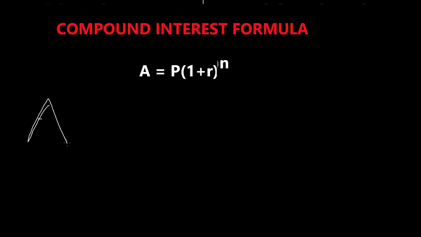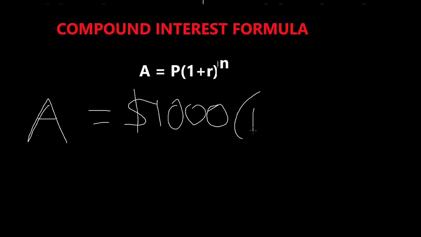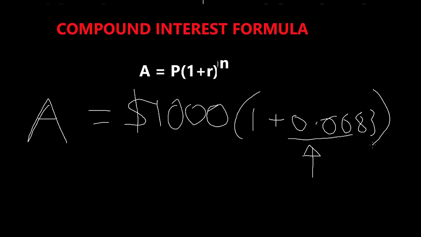So our A, we hope, is going to be that $1,104. Our P is going to be the amount we had at the start, so that's going to be our $1,000. We're going to have 1 plus our decimal rate, and remember our rate, because it's getting paid monthly, is going to be 0.0083. And our n is going to be 12 because we're paying this monthly over 12 months to get to our 1 year period.